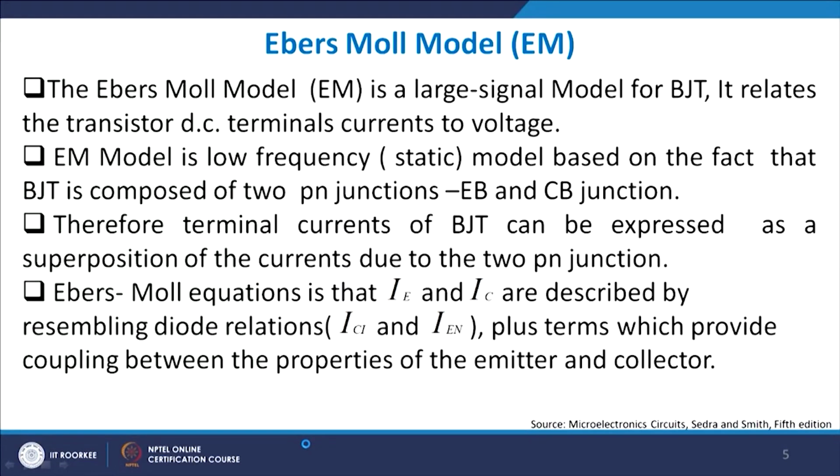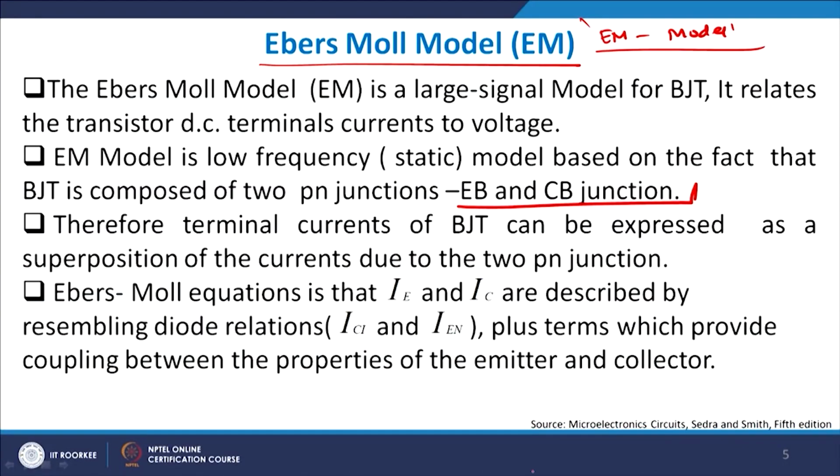We now come to an important terminology we use in bipolar technology, and that is known as the Ebers Moll model, also referred to as the EMM or EM model, by two scientists, Ebers and Moll. The Ebers Moll model is a large signal model for BJT. Unlike the previous models, T and pi, this is a large signal model, which means we do not restrict ourselves to small changes in the input, but look into large changes in the input and then try to predict the output voltage or current from this EM model.